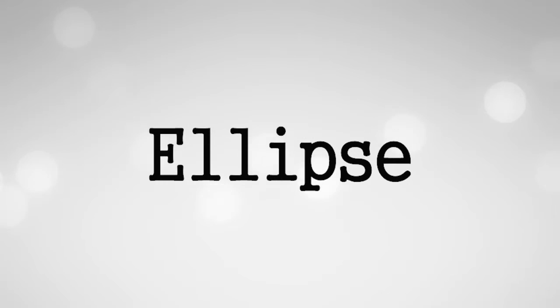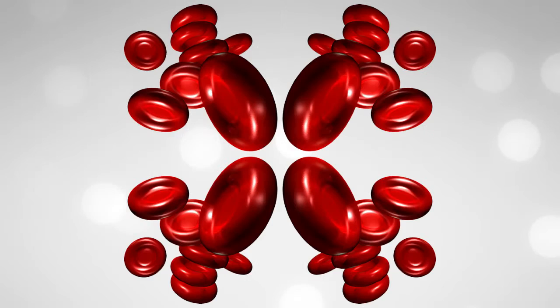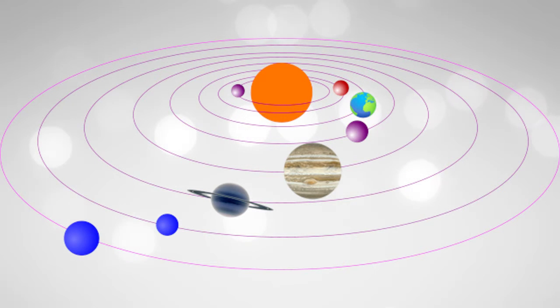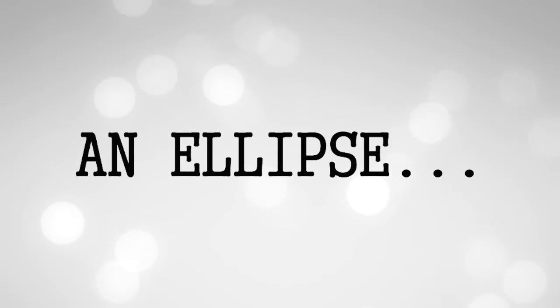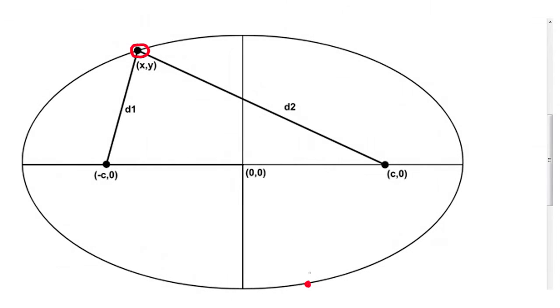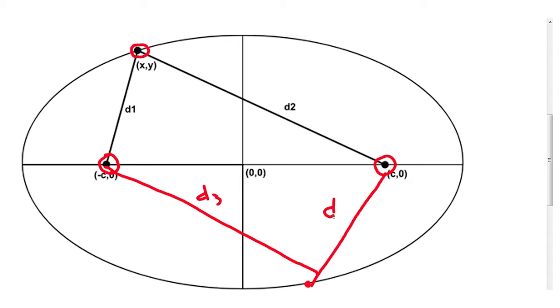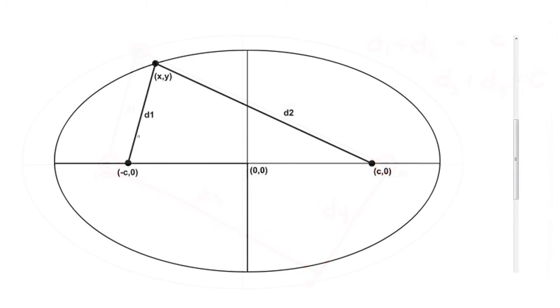Now the ellipse is a simpler conic section. We can find ellipses in cells, track and fields, and even the very orbit of our solar system. An ellipse is the set of all points on a plane whose distance from two fixed points, F1 and F2, add up to a constant. The two fixed points are referred to as the foci.